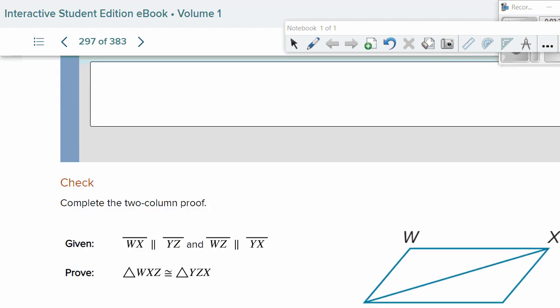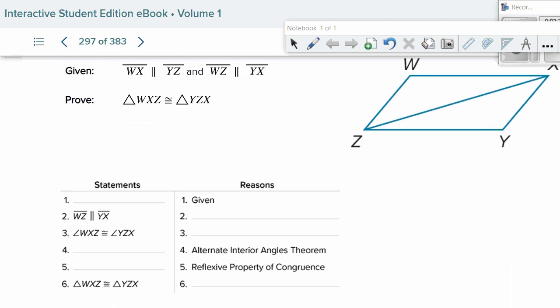If we take a look at this particular one, we have a couple other things that we need to identify right off the bat. First off, I've got ZX right here, and I know that that's going to be reflexive to both triangles. So in step 5, it is the reflexive property. So I'm going to say that XZ is congruent to XZ.